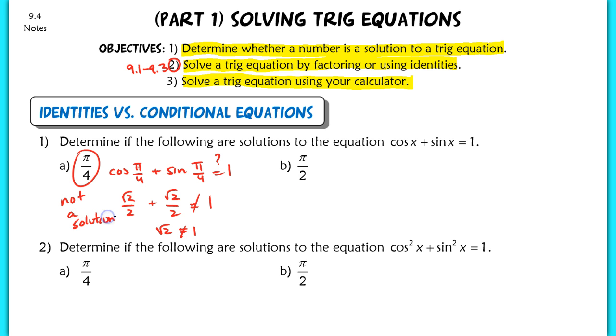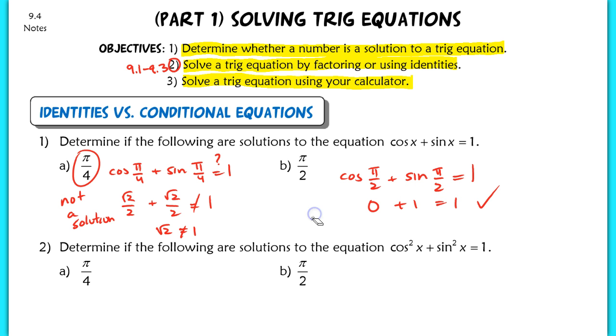Meanwhile, we check pi over 2, so we input this into the equation, the cosine of pi over 2 plus the sine of pi over 2, let's evaluate and see if this is equal to 1. The cosine of pi over 2, remember this is up here, which means the cosine is 0. The sine of pi over 2, if it's up here, then that would be 1. So we have 0 plus 1, and that is true.